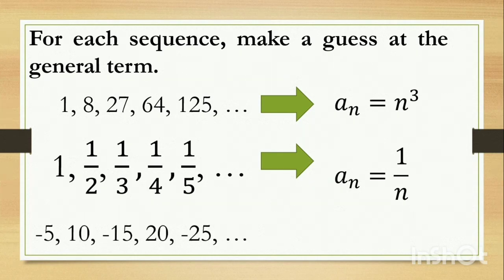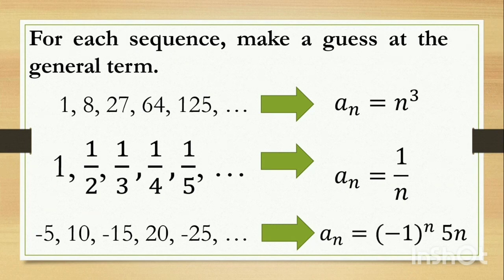Next, I have negative 5, 10, negative 15, 20, and negative 25. So, what is the general term? So, kung mapapansin natin, itong mga numbers na to ay multiples of 5. Now, take note. Kung mapapansin natin, ang signs niya nag-alternate. So, ano nga yung sinabi ko kanina na gagamitin kapag ang signs natin ay nag-alternate? We will use the quantity of negative 1 raised to n. Now, since multiple siya ng 5, ita-times lang natin siya sa 5n.